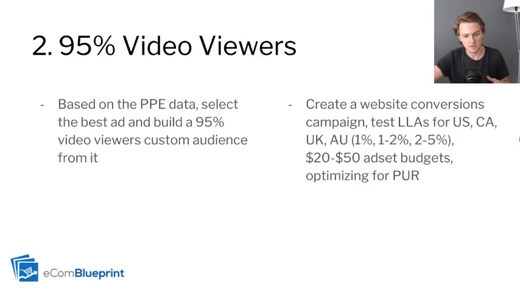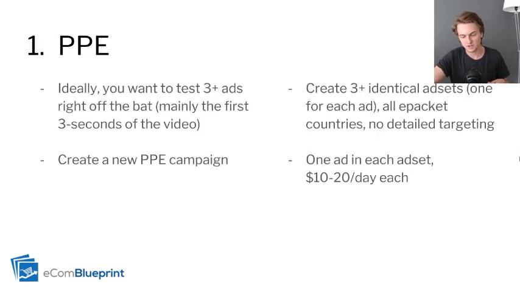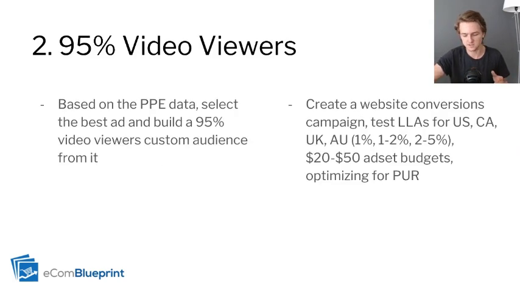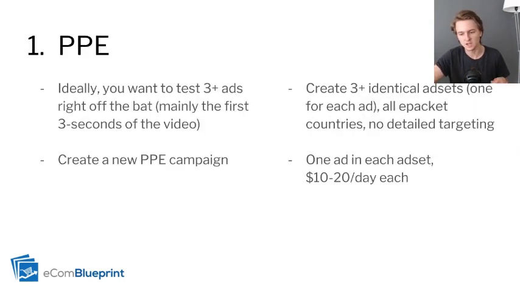And then based on that PPE data, you want to leave that running for a day or two, depending on how fast you're spending. You can put the budget at $10 or $20 a day. If you put the budget at $20 a day, one full day should be enough data for you to determine which ads are best. Or $10, $10 is fine too. If you spend $10 on each, in total you'll spend $30, and then you'll be fine.